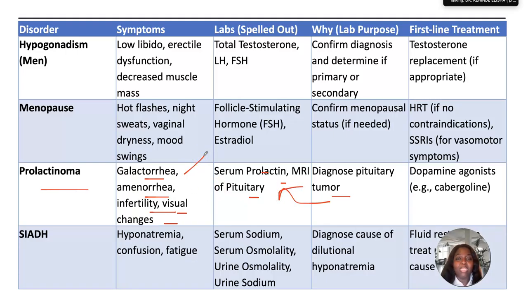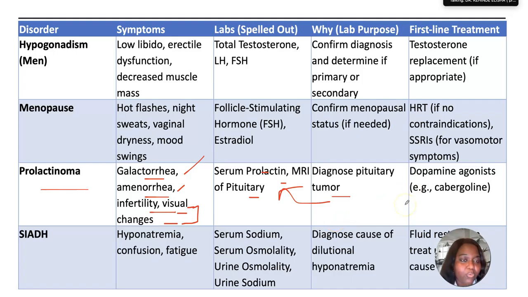It can even come with something as small as our antipsychotics, which can cause galactorrhea. Amenorrhea can be caused by so many medications. Infertility, anything can cause that. Visual changes, many meds can actually cause that. So we need to rule out that this is truly prolactinoma. So we have to obtain the lab prolactin. We have to do an MRI of the pituitary gland.